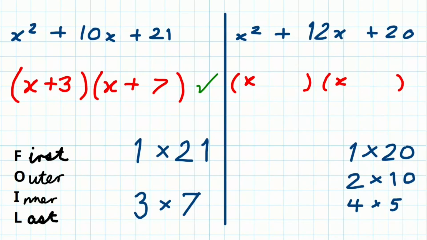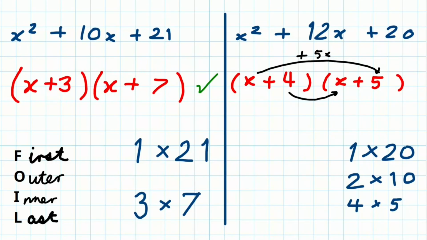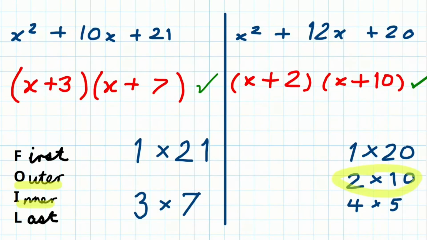If we'd tried x plus 4, x plus 5, that would not have worked because our outer terms would have multiplied to plus 5x, the inner terms would have multiplied to plus 4x, add those together, you get plus 9x. Again, that's not what we need. We need plus 12x. In the next video, we will see how to factorise when we have a minus sign in our trinomial.